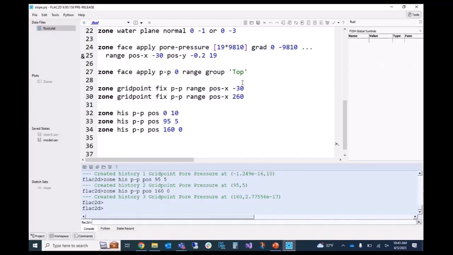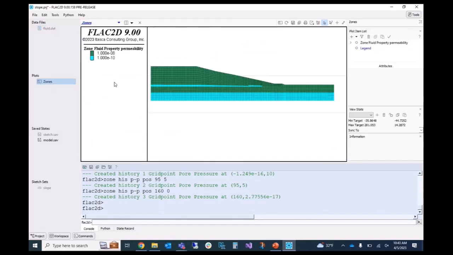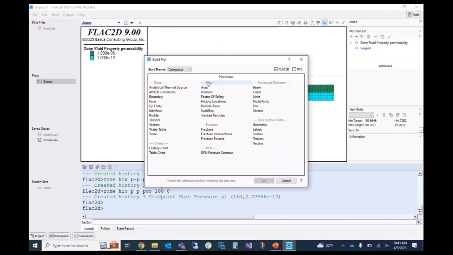Okay, did it work? Errors? If I go back to my plot, I can add to this plot. So if I go to the plus, under miscellaneous, I can choose history locations.